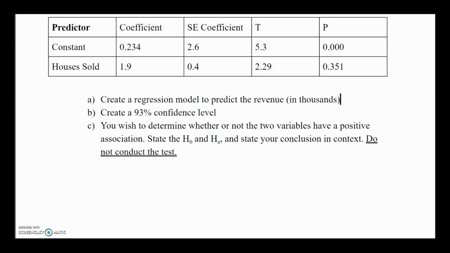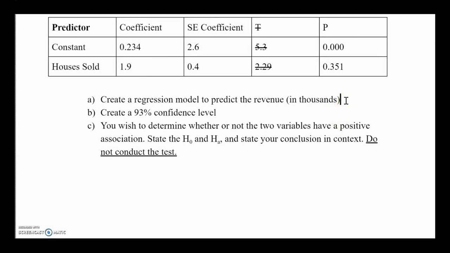The question is a linear regression question. So here we have our constant, which has a value of 0.234, houses sold, which is 1.9, my standard error for the constant and my standard error for houses sold, and this is basically for now. You need not know what it means. My p-value for the constant is 0, and for houses sold is 0.351.